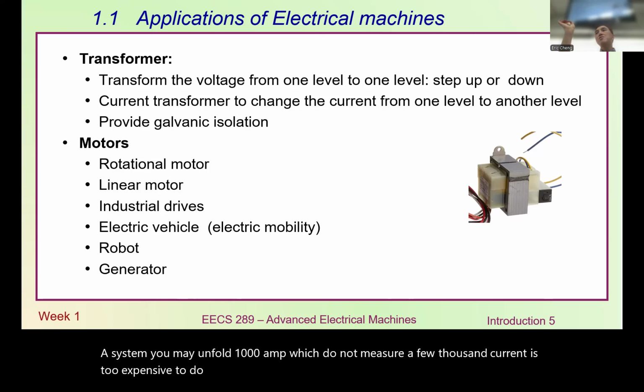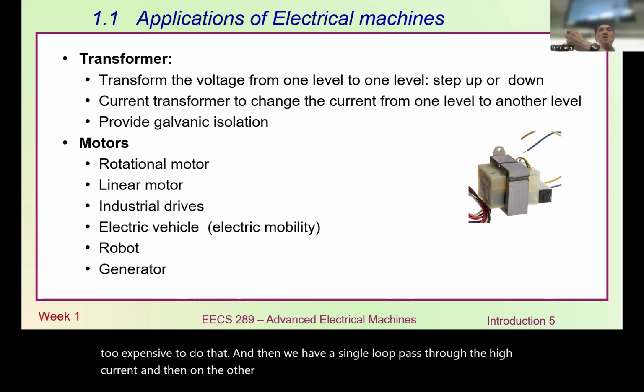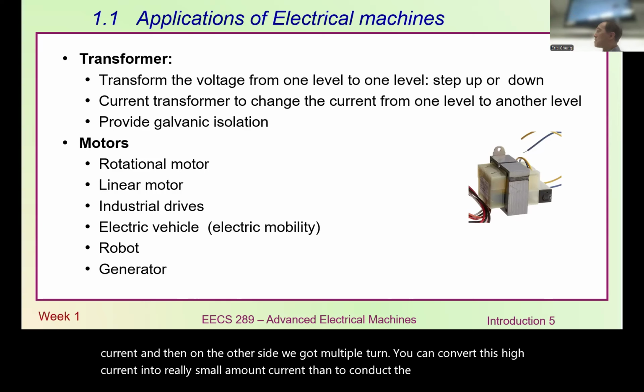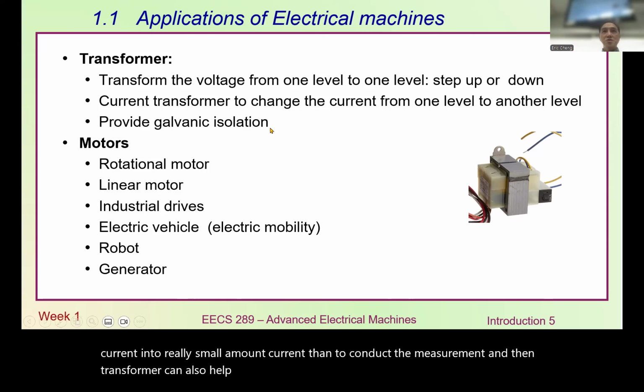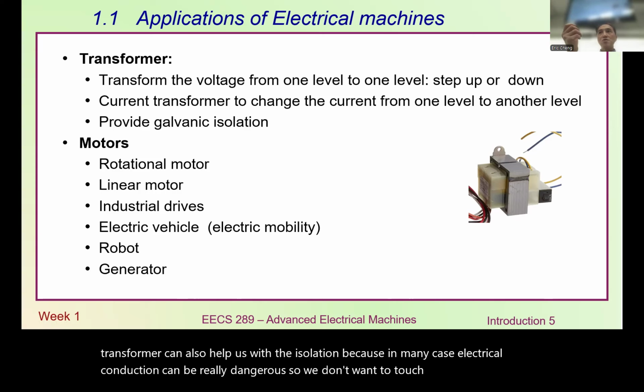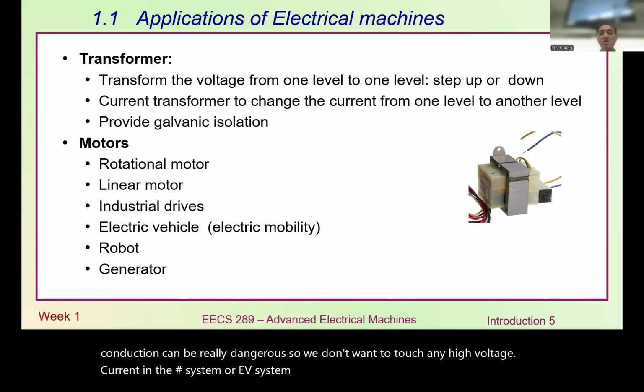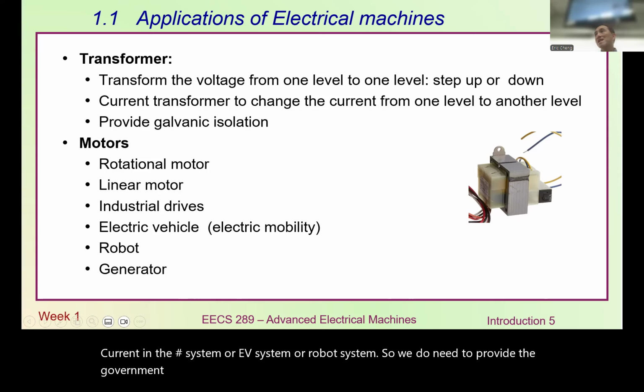So we have a single loop passing through the high current, and then on the other side, we have multiple turns. You can convert this high current into a really small amount of current to conduct the measurement. The transformer can also help us with isolation, because in many cases, electrical conduction can be really dangerous. We don't want to touch any high voltage or high current in the power system, EV system, or robot system. So we do need to provide galvanic isolation, a magnetic barrier, to isolate the current.